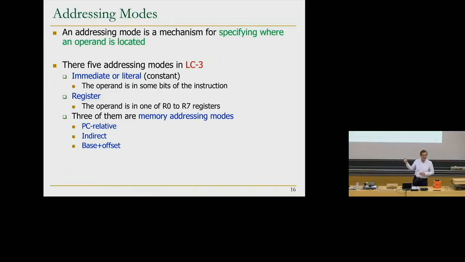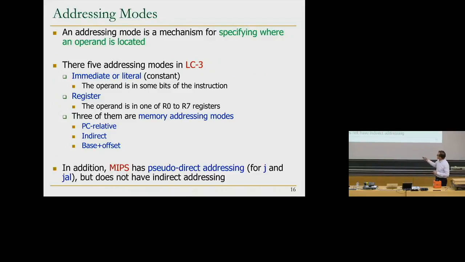We haven't seen indirect. Indirect is very interesting. If you want to do indirection through memory, there's support in LC3 for that instruction. MIPS has many of these, not all of them, but it also has the pseudo-direct addressing mode, which is for jump and link, as we will see later. But it doesn't have the indirect addressing mode because it's too complicated for MIPS. It's actually a bit complicated for LC3. That's why it was removed from LC3B.